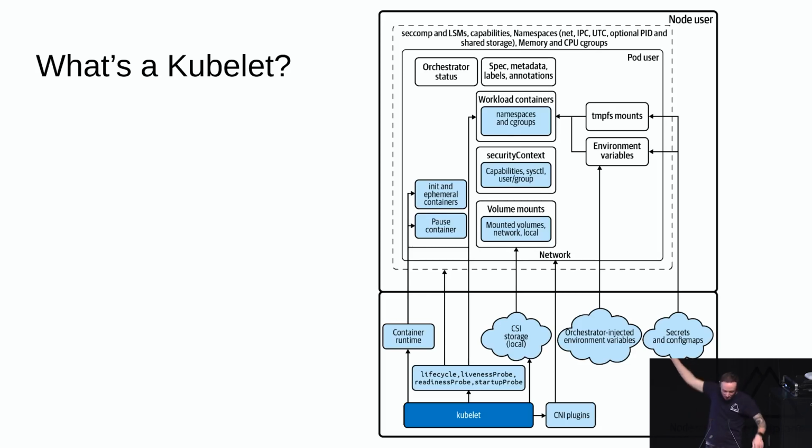So the tmpfs mounts put a virtual file system endpoint and inject it into the container.